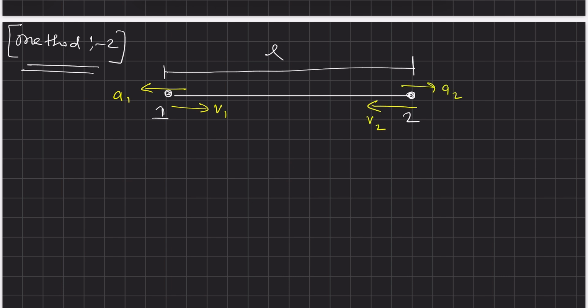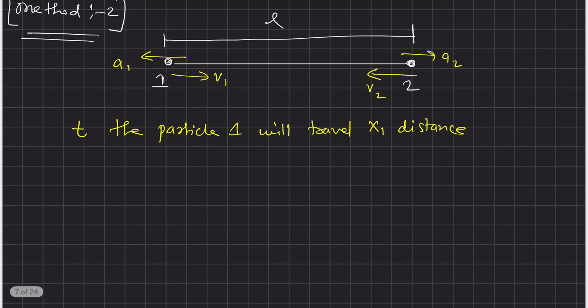So the relative distance between them should decrease as they meet. So I am going to do it like this: in t time, particle 1 will travel x1 distance, let's say. Will travel x1 distance, or displacement, whatever you want to write.